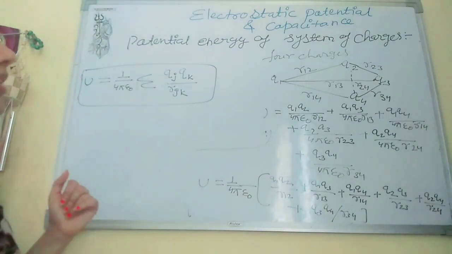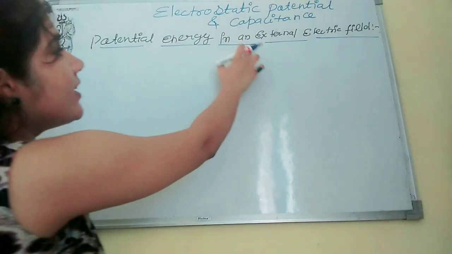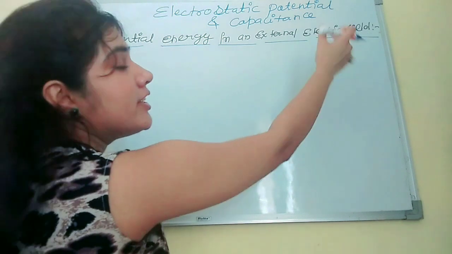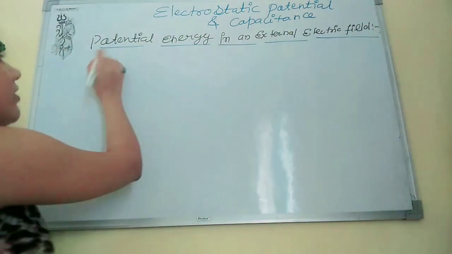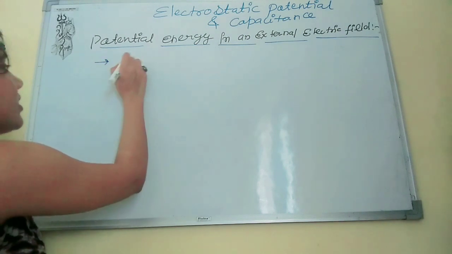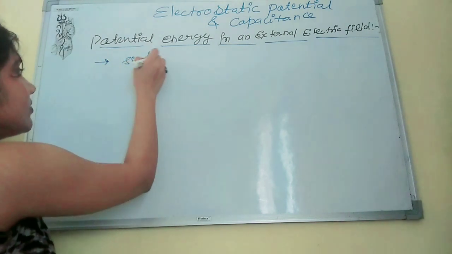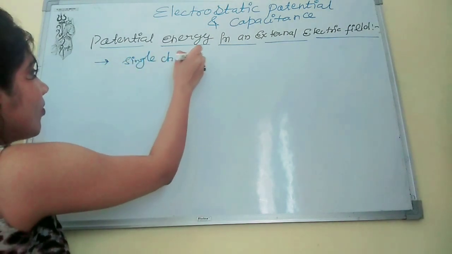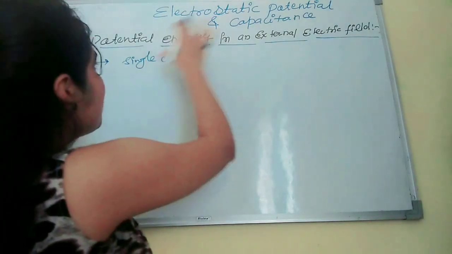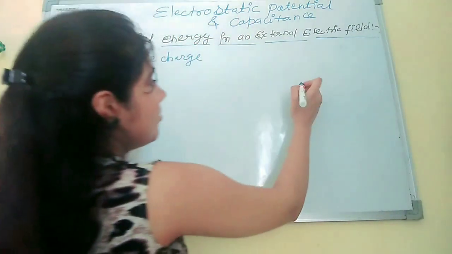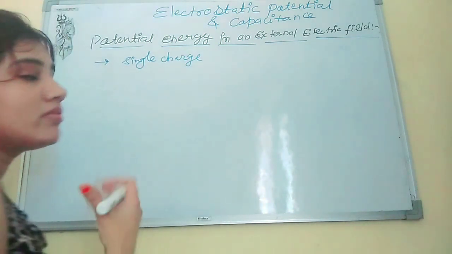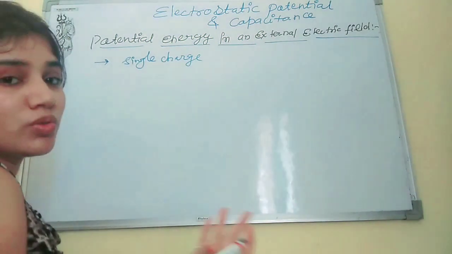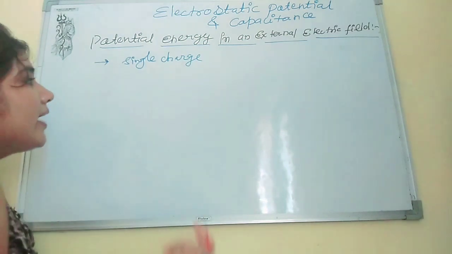Okay, just take a screenshot. Now potential energy in an external electric field. Okay, first we will find it for the single charge. Now we know the potential energy is when we bring any charge from infinite to any certain point, the work done which we have applied, that is stored in the form of potential energy.